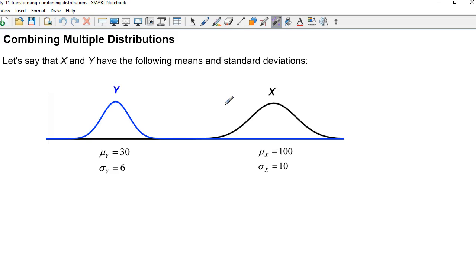Okay, so let's say x and y have the following means and standard deviations. Let's say x has a mean value of 100 with a standard deviation of 10. And let's say that the distribution for y is centered at 30 with a standard deviation of 6.